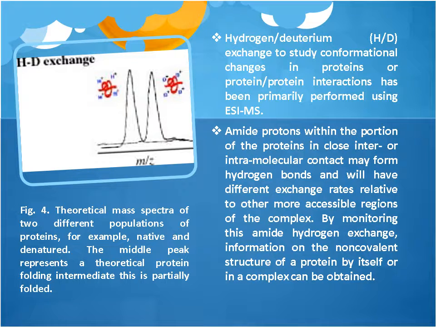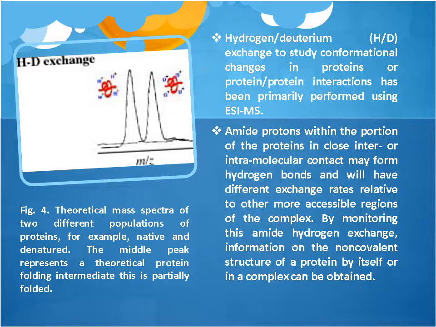This figure illustrates the theoretical mass spectra of two different populations of proteins, for example native and denatured forms. The middle peak represents a theoretical protein folding intermediate that is partially folded, and the use of hydrogen or deuterium exchange in order to study the conformational changes in proteins or protein-protein interactions has been primarily performed using ESIMS.